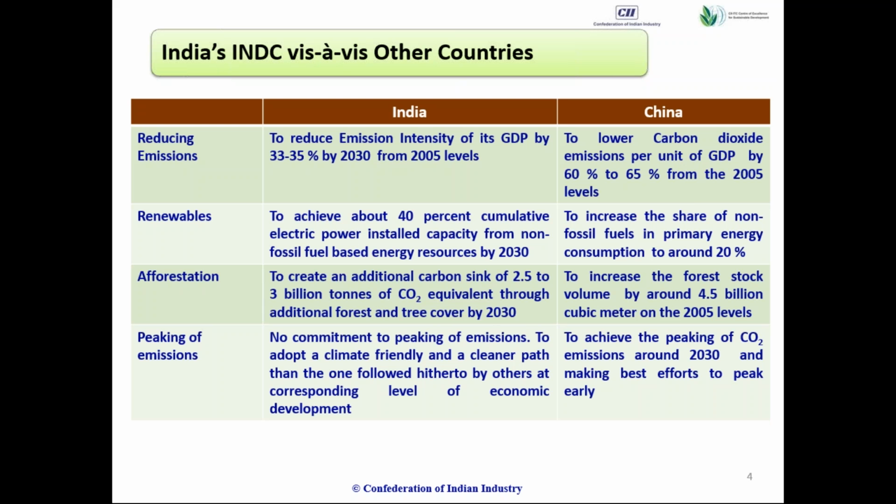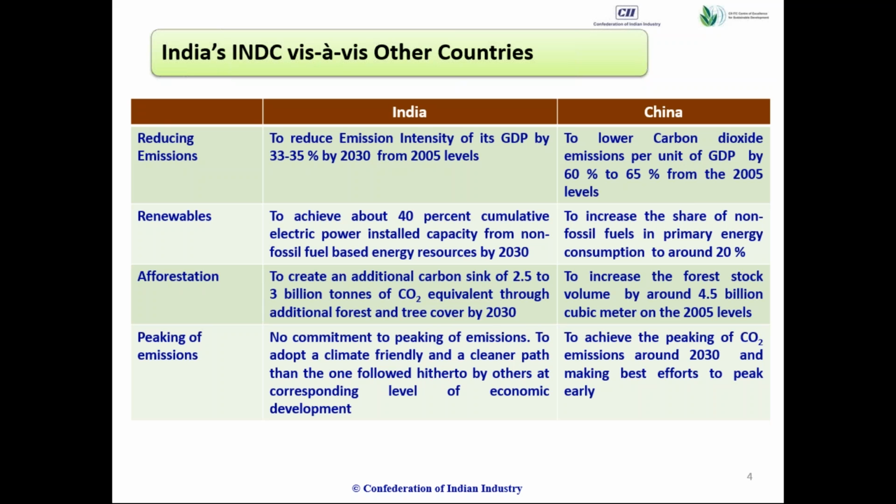India has set a very ambitious target for renewables. Around 40% of the electric power installed capacity will be from non-fossil fuel based energy resources by 2030. China has also committed that the share of non-fossil fuels in primary energy consumption would be around 20%. Also, there are targets set for afforestation. One very important aspect is that China has committed that by 2030, they will be achieving the peaking of CO2 emissions. However, India has not committed to any peaking of emissions.